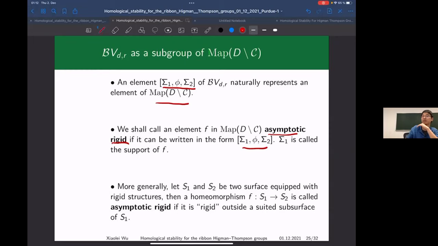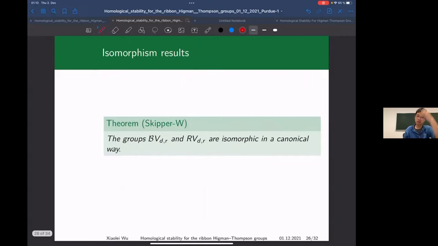Okay. So the result we have is that this asymptotic mapping class group can be identified with the Ribbon Higman-Thompson group. And the key thing is that we use that the mapping class group of a disk whose endpoints are fixed is the pure ribbon braid group.